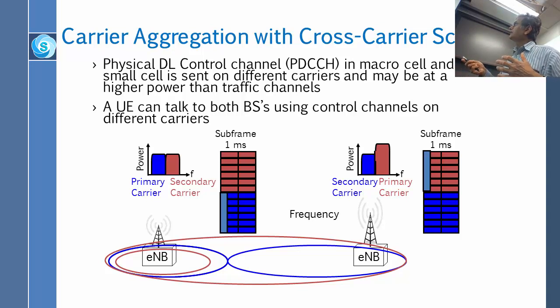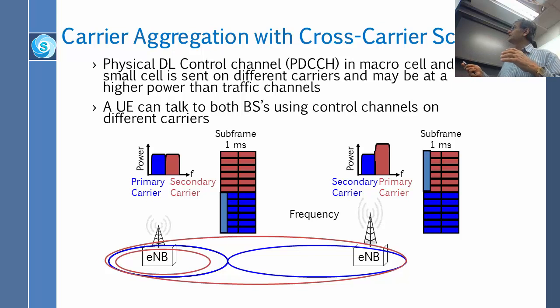So basically, physical downlink control channel PDCCH is in the macro cell, and a small cell is sent on different carriers and maybe at a higher power than the traffic channel. So okay, that's another point, is that there are two carriers, both of them are using both carriers. So this one will use this as the primary, and this can use this as the primary. So when this sends out its signals, it uses this as the primary, the blue one, and the map is here for the blue, for the things coming, for both blue and green coming from here. So whoever the UE is listening to, they will follow that map.